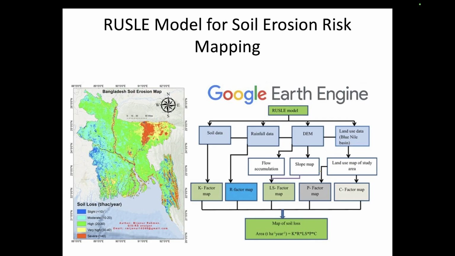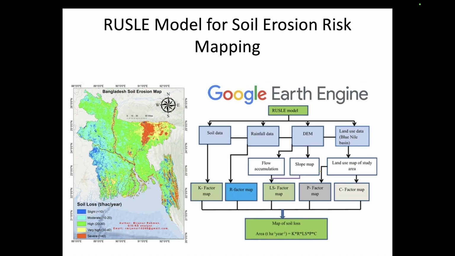And here we just use some factors. K is one factor, R is another factor. K is the soil erodibility factor. R is the rainfall erosivity factor. LS is the topographic factor, mainly slope length and slope steepness. C is the cover management or land use land cover management factor, and P is the support practice factor.